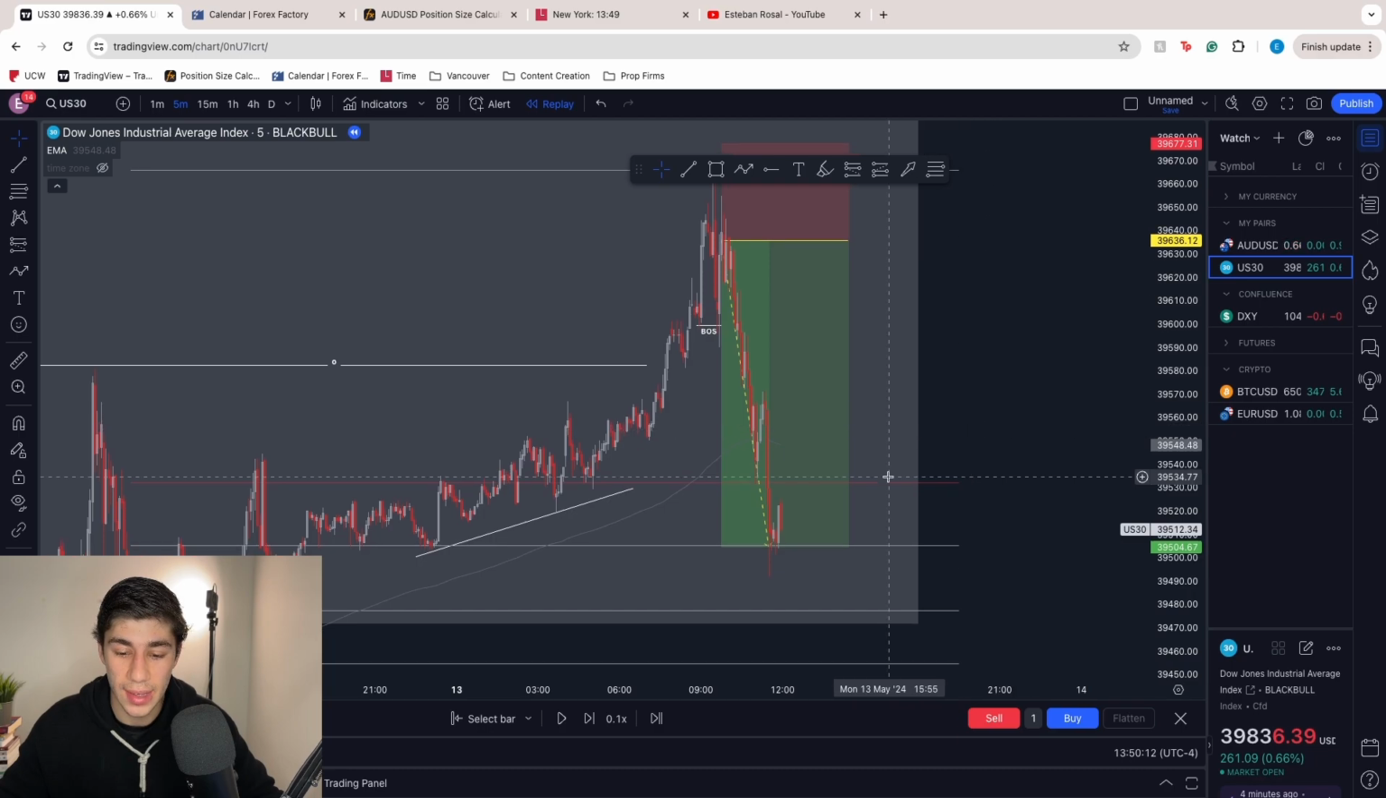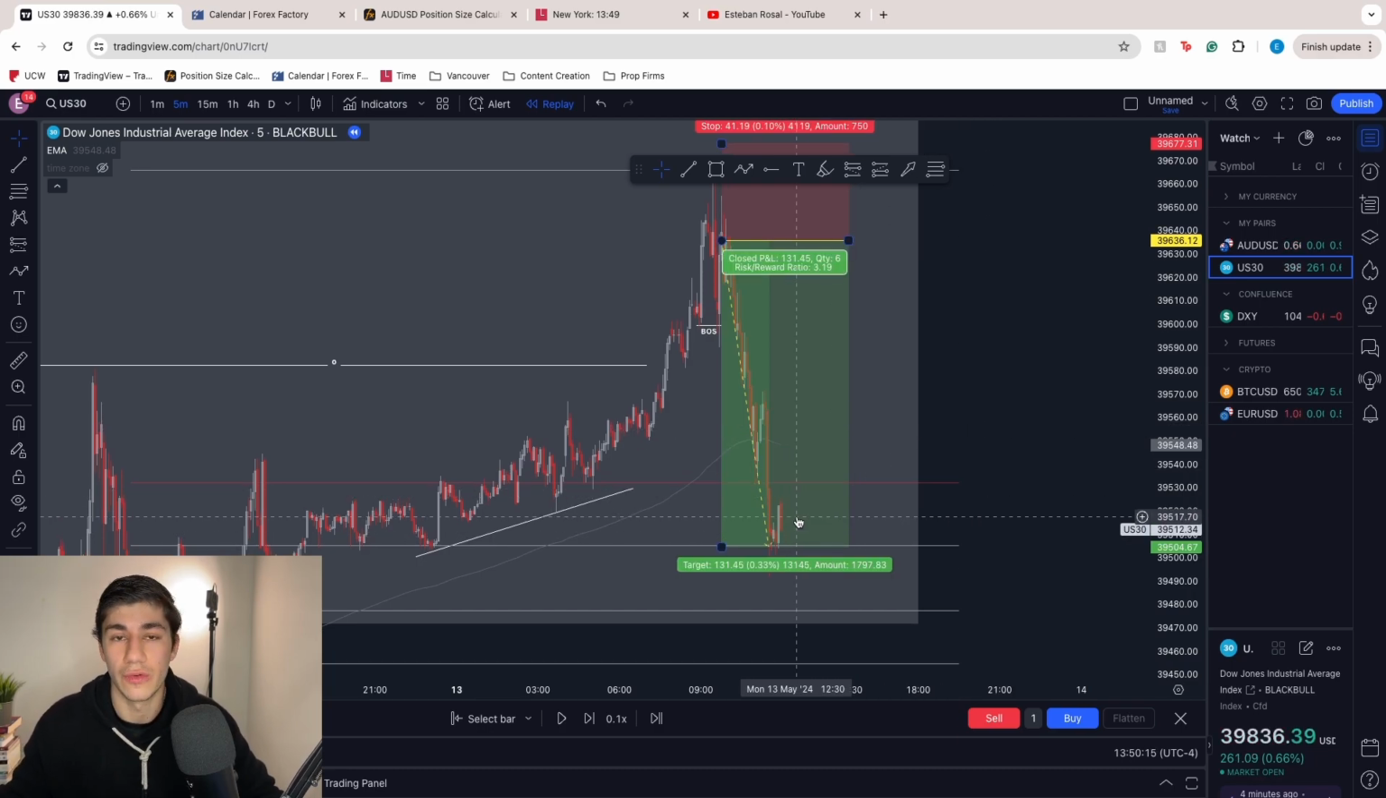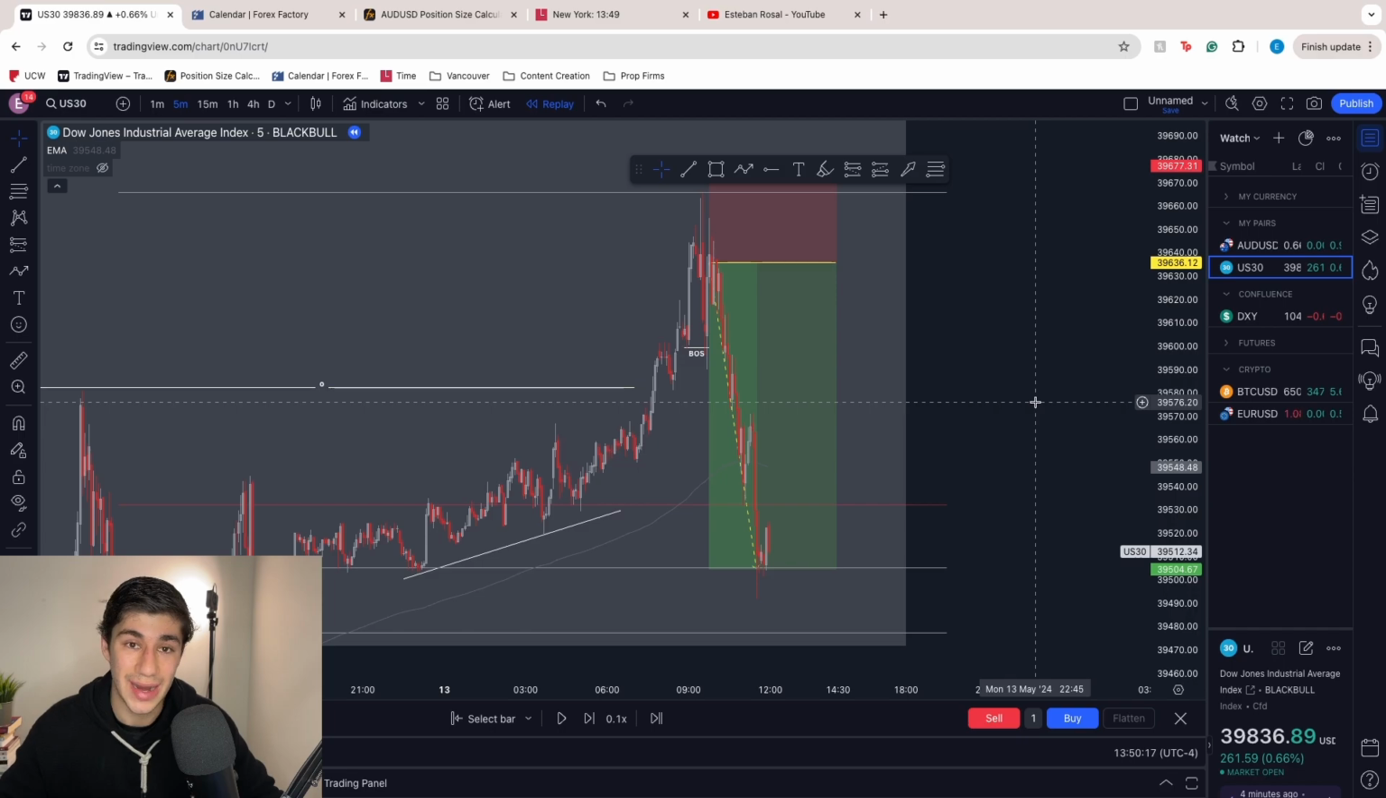So we have to follow our rules, our plans, and that's what I did. I held the trade and it was a 1, 2, 3 trade. So for a 3% profit. So this was the trade I took on Monday.